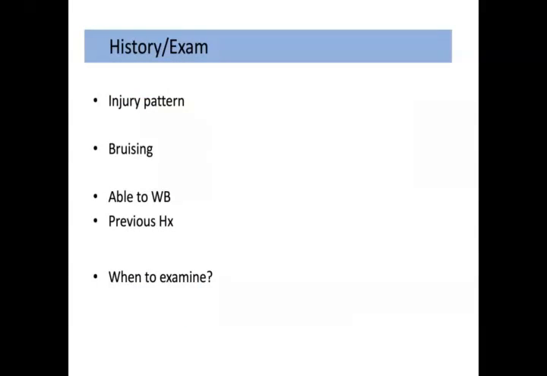So when patients appear in clinic, we need to take a history and examine them. So we can ask about the injury pattern. Often patients will know, particularly if their ankles have gone into inversion, and particularly if they've done this before. Assessing the pattern of bruising is also very beneficial. In patients who have a lateral ligament injury, the bruising is often just localized to the lateral aspect of the hindfoot. In patients with a syndesmosis injury, this may extend further up the calf. We want to know if they were able to weight bear or are able to weight bear, and have they injured this ankle before. And we also need to decide when is the best time to examine these people.